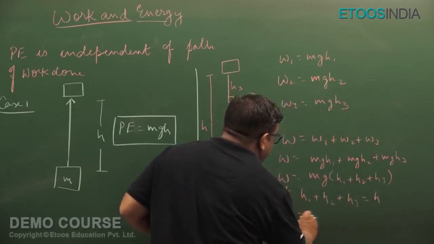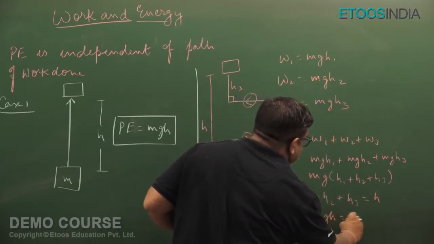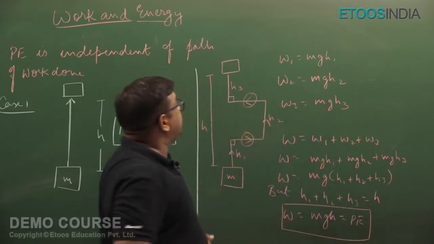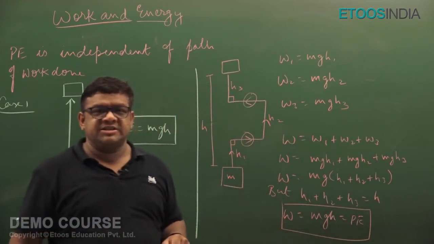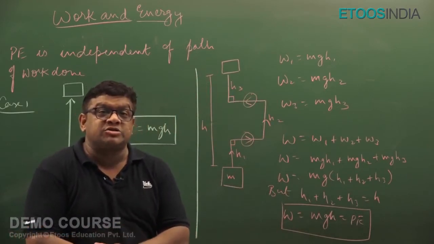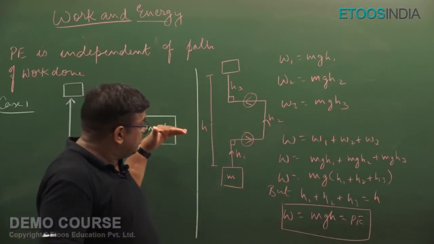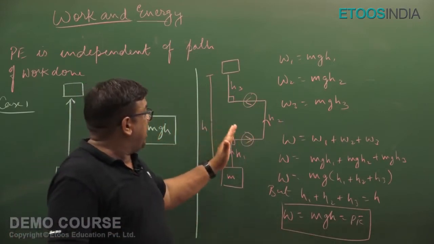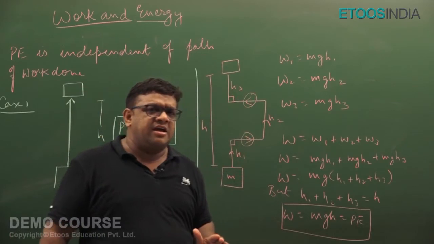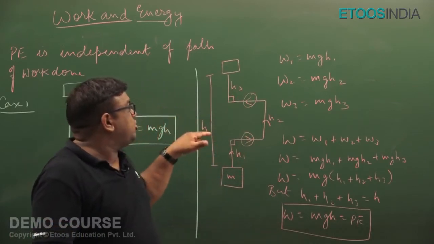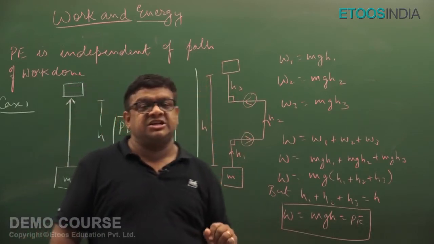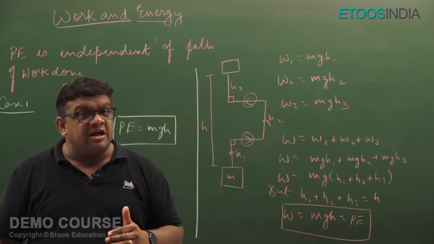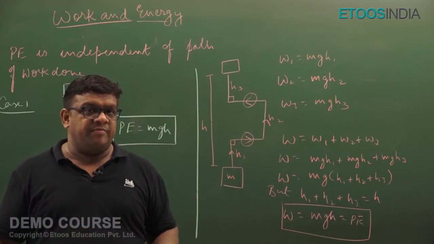So the work done becomes mgh, which is again equal to the potential energy when it was taken in the straight path. Is it clear? So one more time I would like to say that whenever a body is moving in this way, that is the perpendicular, or any path, whatever path I take, the total energy depends on the initial and final positions. It will depend on the height through which it has been taken.